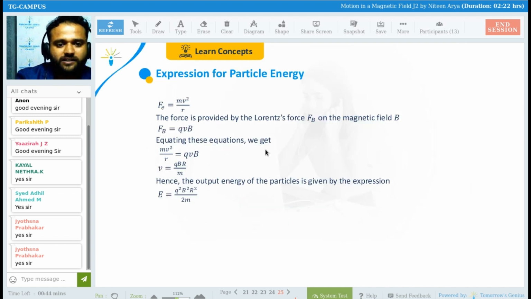So expression for energy, as we know, Fe, that is written wrong, that is Fc, not E. Centripetal force, mv square by r. The force is provided by the Lorentz force, Fb, on the magnetic field B. Fb equals QVB. Equating these equations, mv square upon r equals QVB. V is QBR by M. I already gave this to you guys. So how do you get energy? As simple as that.